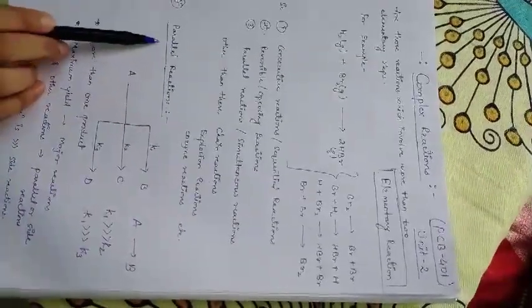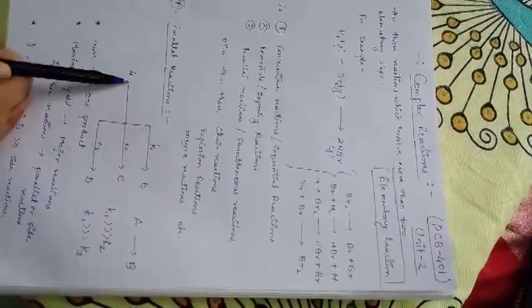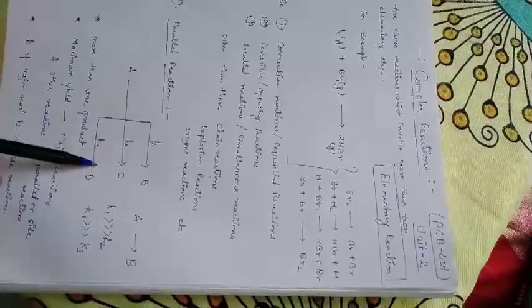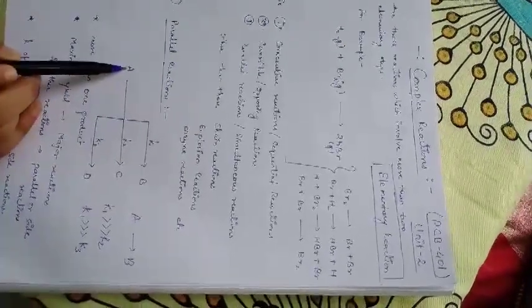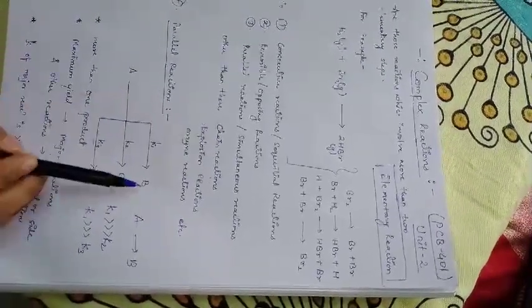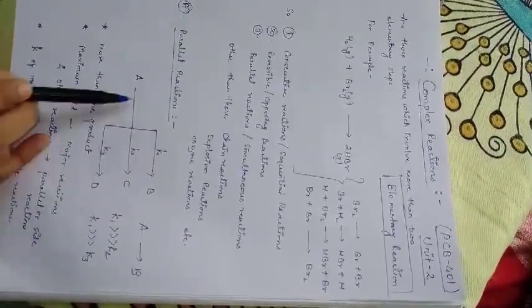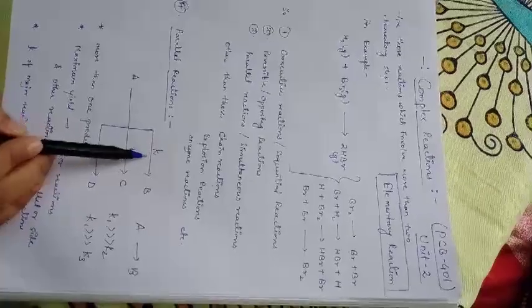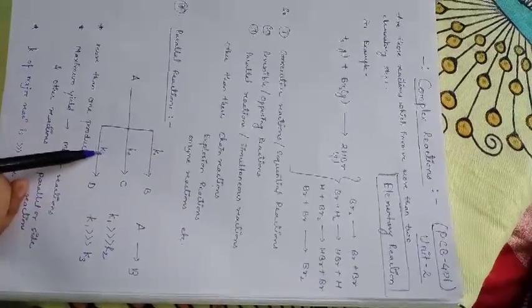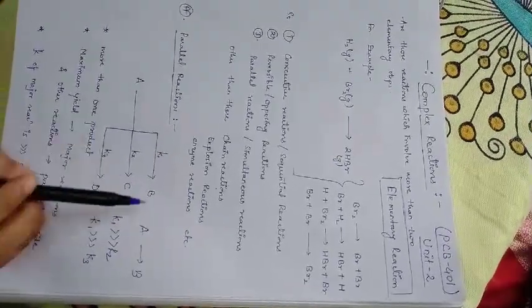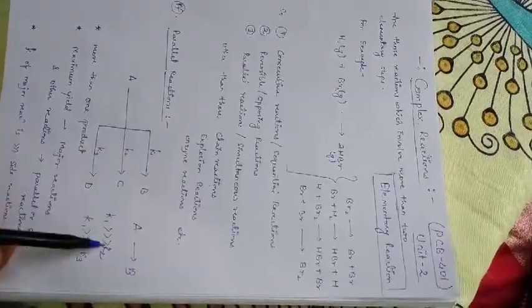So today I'll tell you about parallel reaction. You can understand parallel reaction from this example. A is the reactant, and here you can see three different products are formed: B, C, and D, and their respective rate constants are K1, K2, and K3. Suppose K1 is greater than K2.